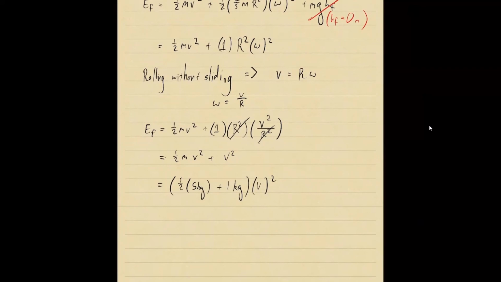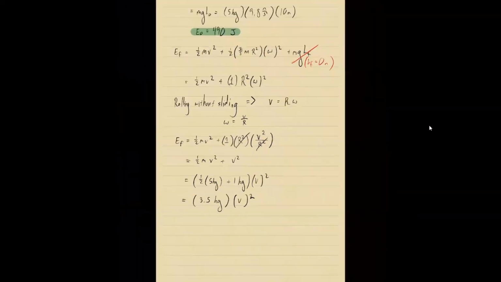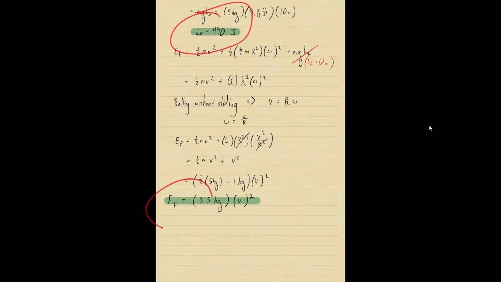We're trying to find how fast this thing is going at the bottom. So this is going to be 1/2 times 5, which is 2.5, plus 1. This gives us 3.5 kilograms times our final velocity squared. That's going to be our total final energy. And if we use the conservation of energy, it says that our initial energy should be equal to our final energy.